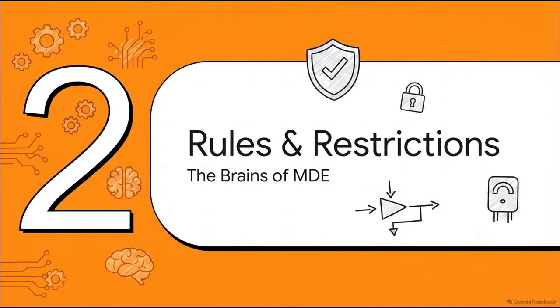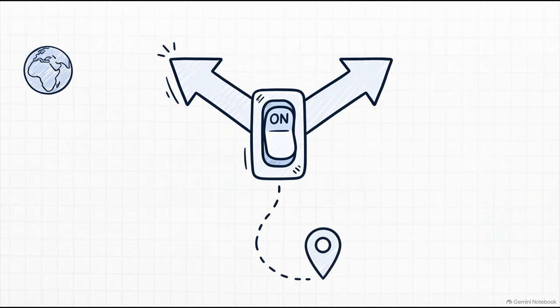Okay, Section 2. The brains. Rules and restrictions. Let's move to how these models actually make those real-time decisions on your phone. This is where the system really gets its brains, using what developers call restrictions. A restriction essentially acts as a digital switch.